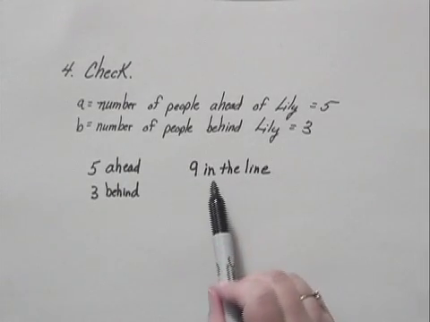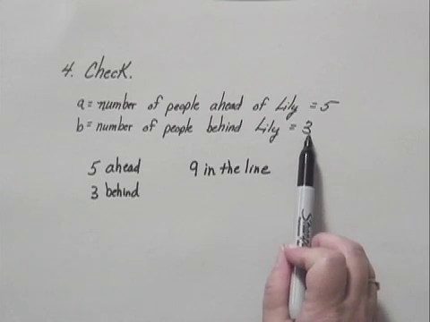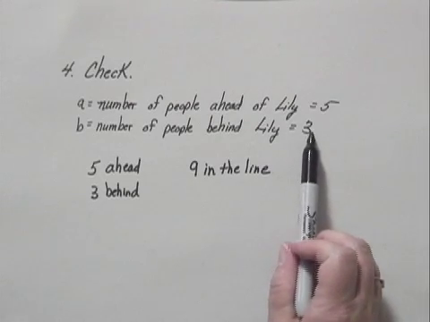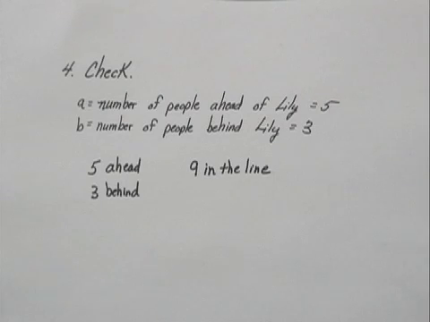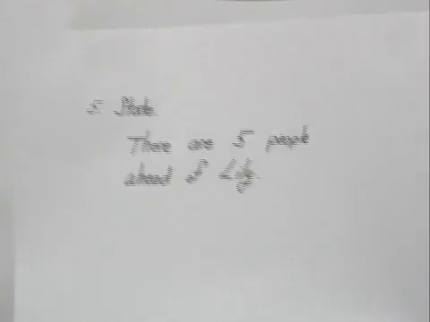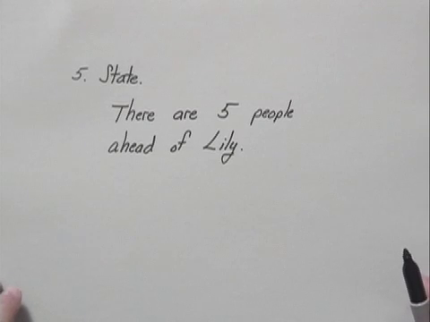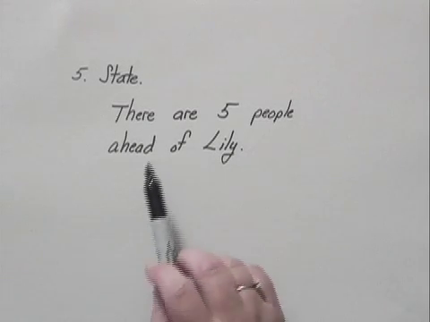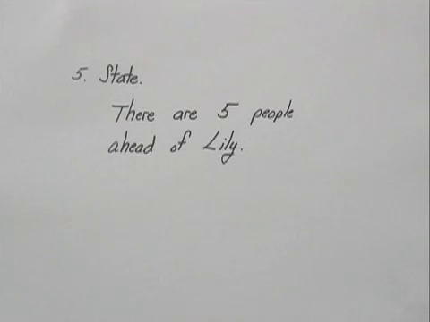Is that 3 times the number of people behind Lily? Yes, it is. So that checks as well. Since these numbers meet the conditions laid down in the problem, we can state the answer, and all they wanted to know in the problem was how many people were ahead of Lily, so we just answer that question. There are 5 people ahead of Lily in the line.